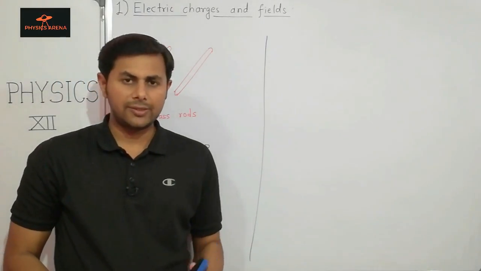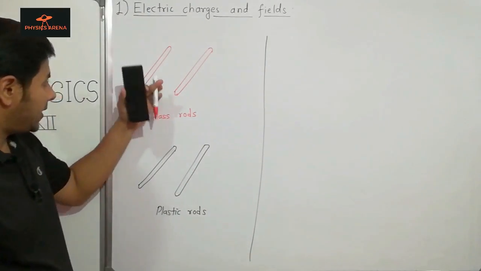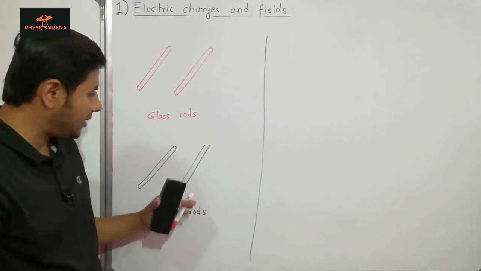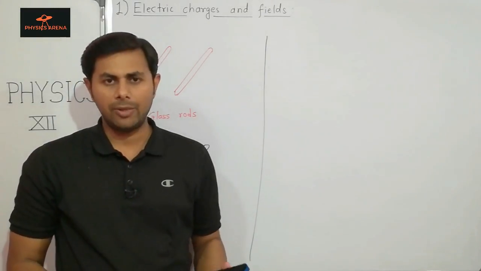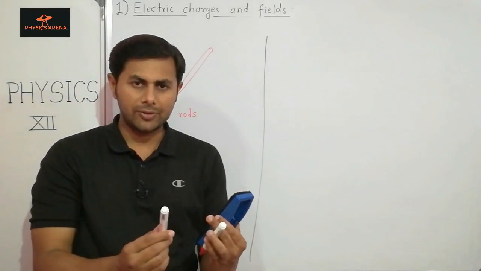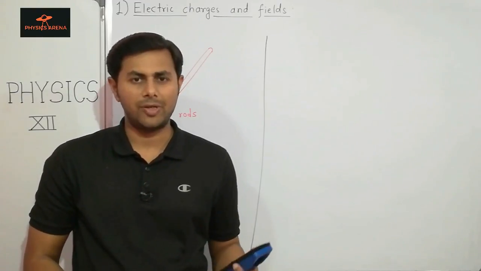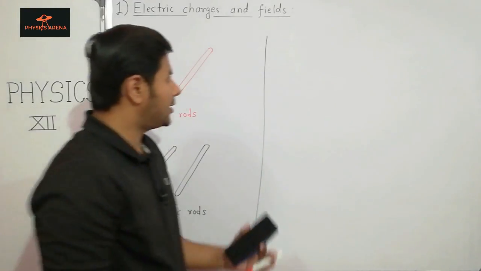Observation number 2 is, if we take one glass rod which is rubbed with wool and one plastic rod which is rubbed with animal fur, we bring them close to each other, then they attract each other. So this is observation number 2. Let us see another observation.